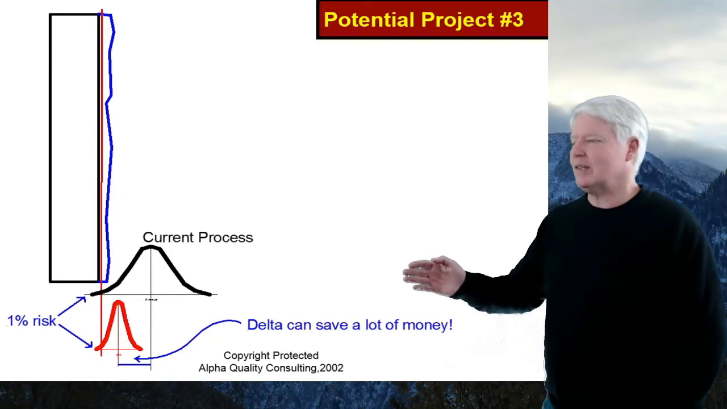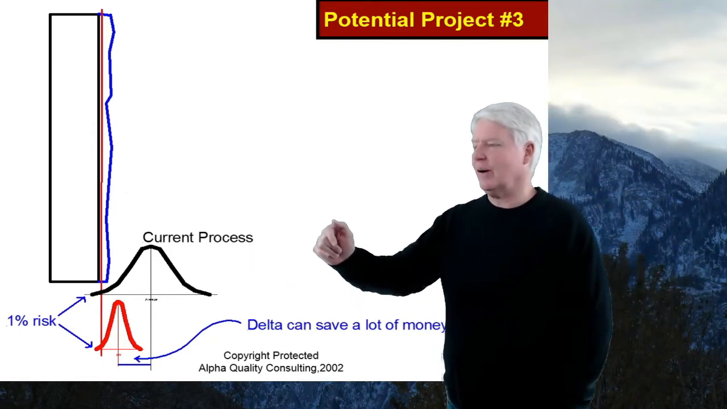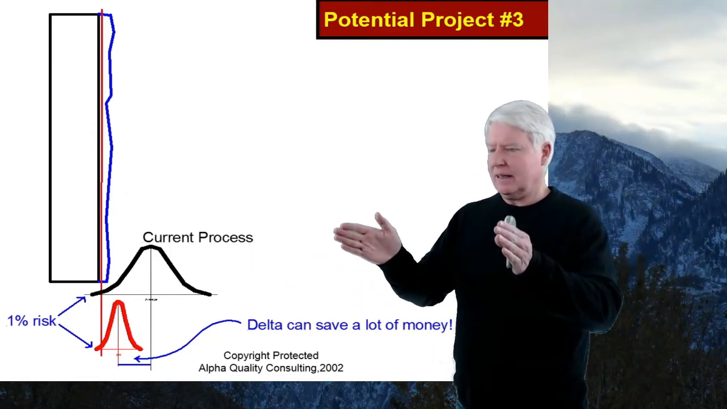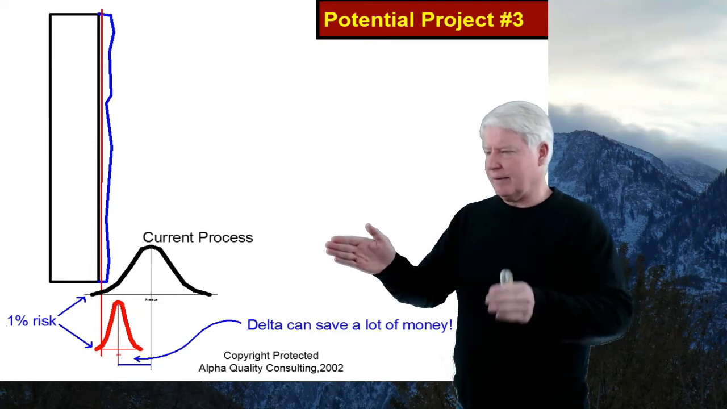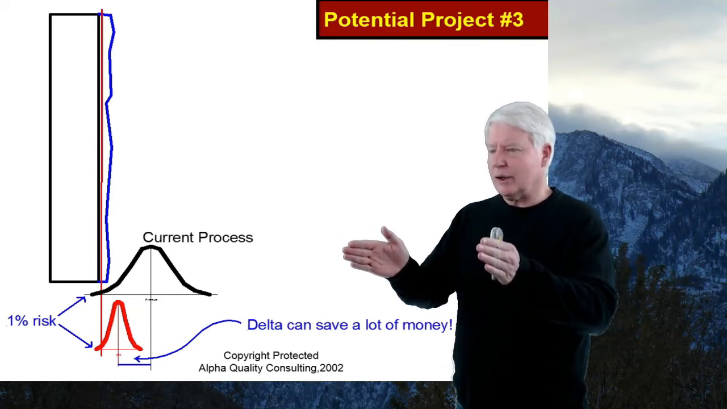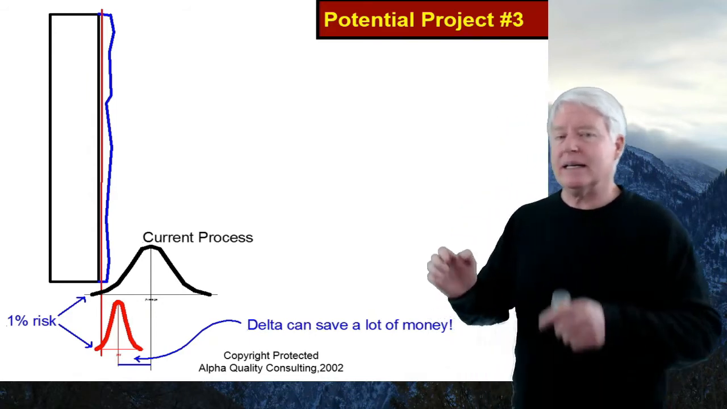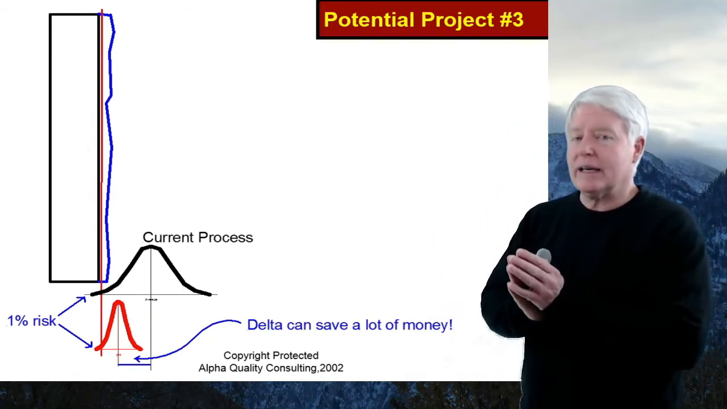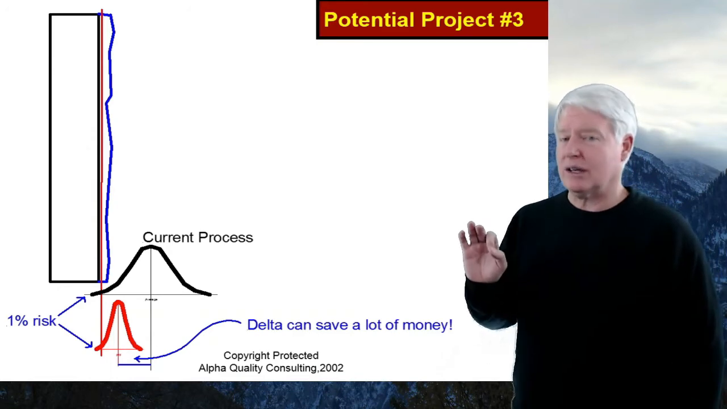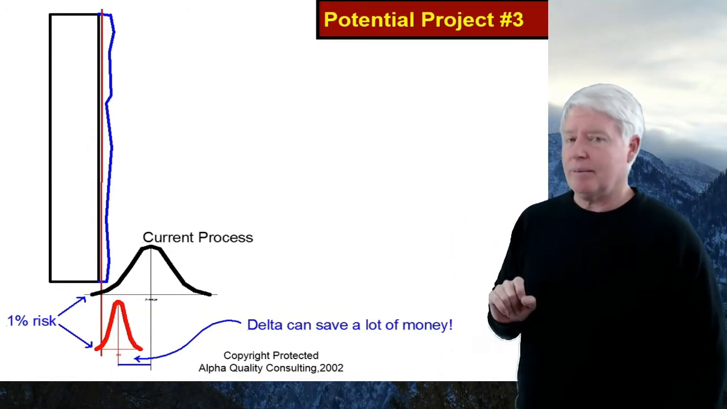And in this case, we said paint, but you could also, if you're cutting a part to a given risk of violating the lower spec limit, make it a little shorter and still maintain the same risk if you just reduce variation. So reducing variation can save a lot of money on raw materials.